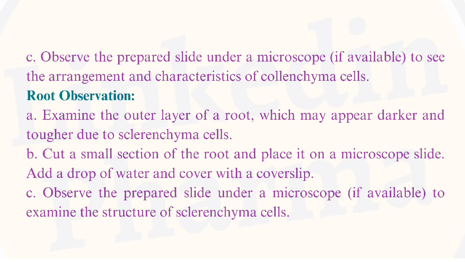Root observation: A. Examine the outer layer of a root, which may appear darker and tougher due to sclerenchyma cells. B. Cut a small section of the root and place it on a microscope slide. Add a drop of water and cover with a cover slip. C. Observe the prepared slide under a microscope, if available, to examine the structure of sclerenchyma cells.